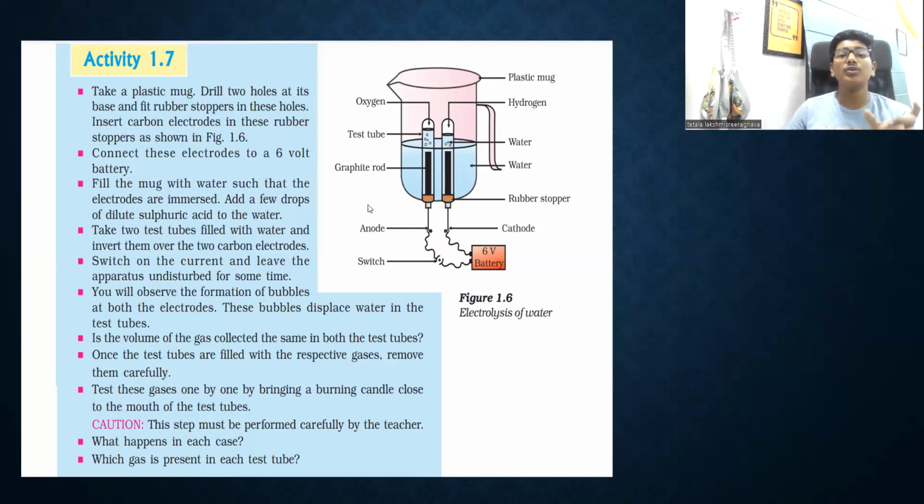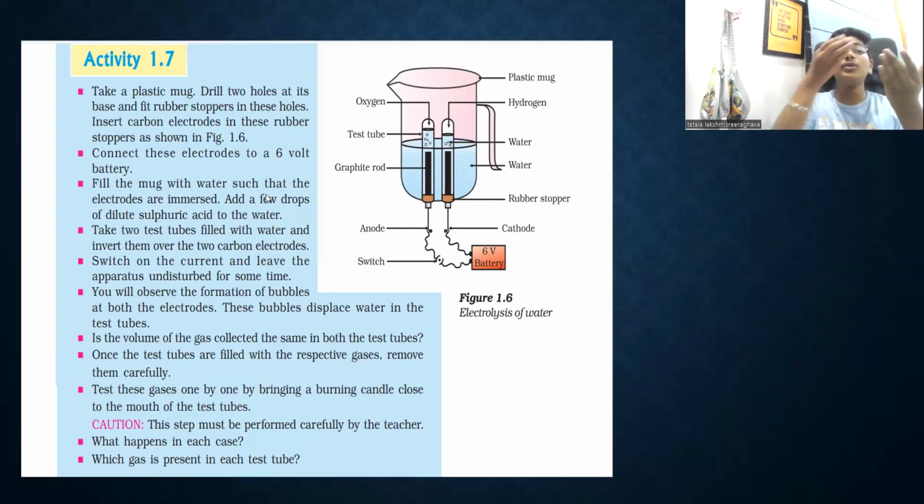Connect these electrodes to a 6 volts battery. These electrodes are graphite rods. Next, fill the mug with water such that the electrodes are immersed in it. Add a few drops of dilute sulfuric acid to the water. There is a great use of dilute sulfuric acid in this. I'll say regarding this dilute sulfuric acid in the last. First, let us read the activity.